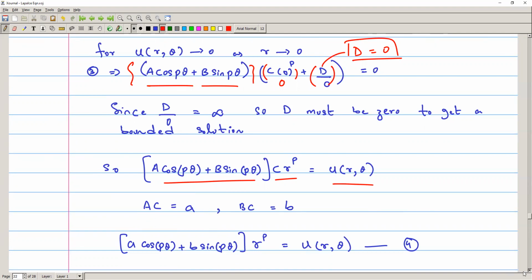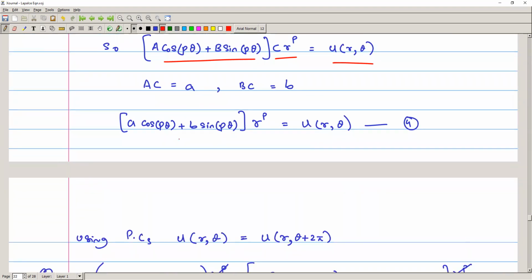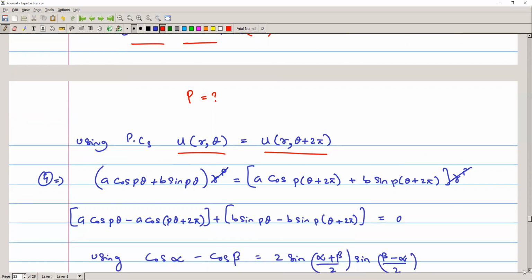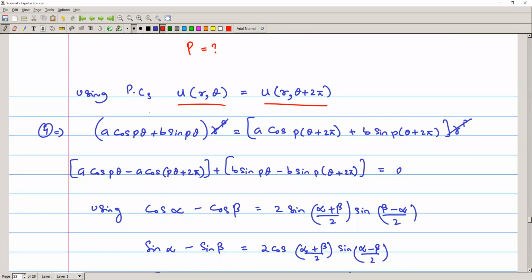And again we can say that AC is equal to A and BC is equal to B, so we can write a cosine p theta plus b sine p theta times r to the power p is equal to u(r, theta), right? Now we are going to use the periodic condition to find the eigenvalue, that is p, right? So given that the periodic condition is u(r, theta) is equal to u(r, theta plus 2 pi), as we know in these cases we are using the periodic conditions because it's a circular disk and circular boundary.